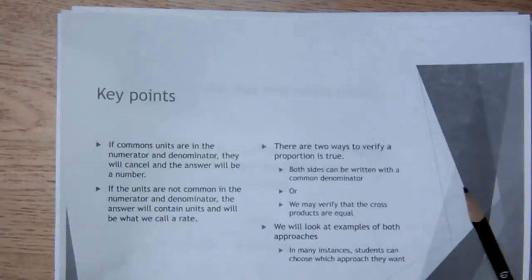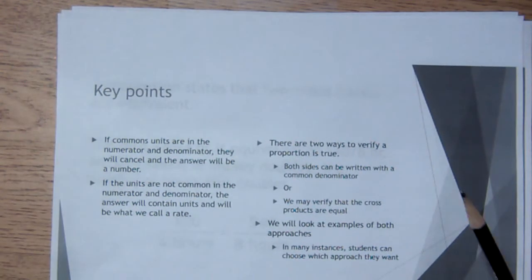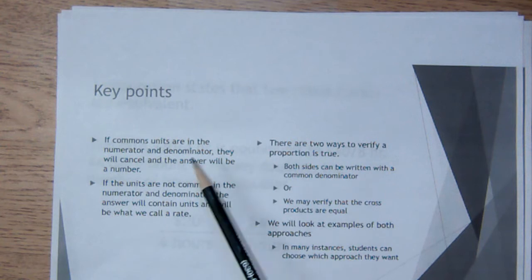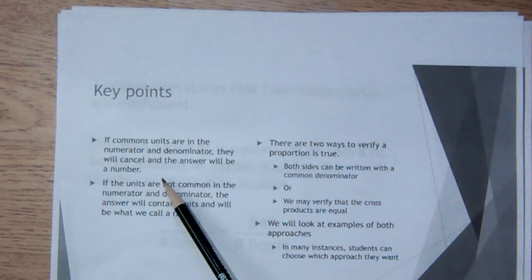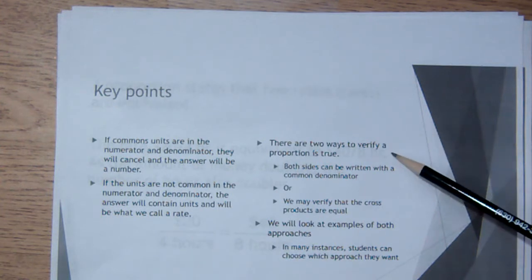There are some key points to keep in mind. If the units in the denominator and numerator are common, they will cancel one with another, and the answer will end up being a number. If the units are not common in the numerator and denominator, the answer will contain units and will be what we call a rate. Now, there are two ways to verify that a proportion is true.